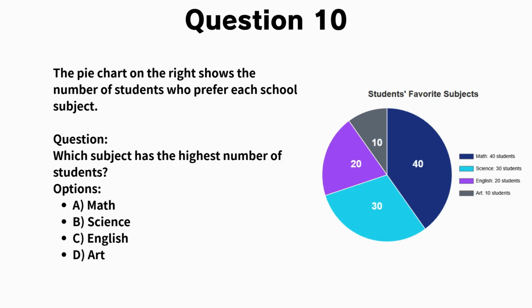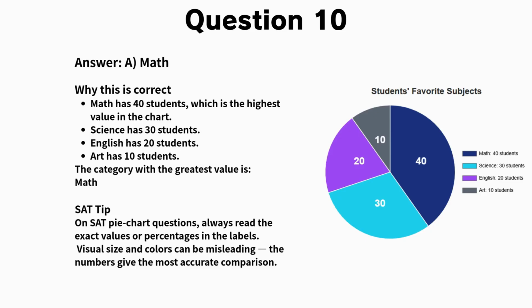Question 10. The pie chart shows the number of students who prefer each school subject. Which subject has the highest number of students? The correct answer is A, Math. Let's examine each category's values from the chart and legend. Math has 40 students, which is the highest value in the chart. Science has 30 students. English has 20 students. Art has 10 students. Comparing all four subjects, 40, 30, 20, and 10. The maximum is clearly 40 for math, making it the correct answer.